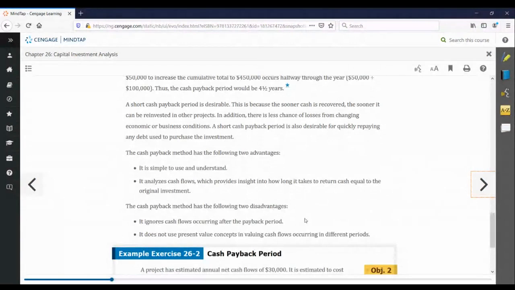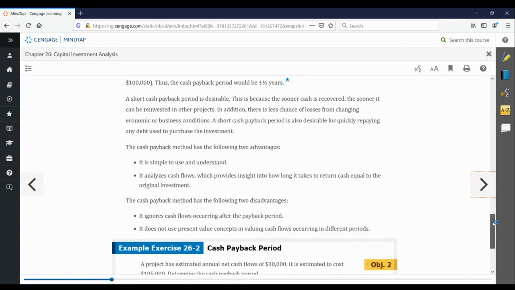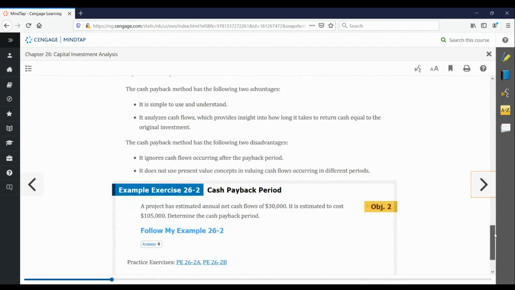So one advantage of the cash payback method is that it's pretty simple to use. You just either put the equal amounts into the formula, or you add up all the net cash flows to determine when the cost of the asset has been recovered. Another advantage is that it does use cash flows in order to figure out how long it's going to take for you to recover the cost of the investment.